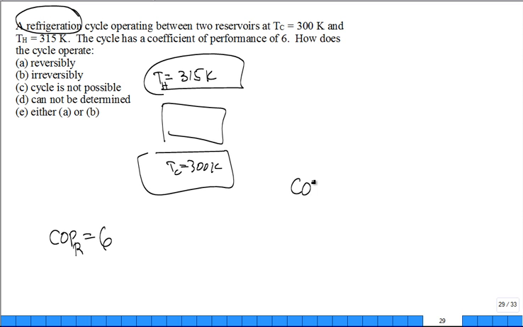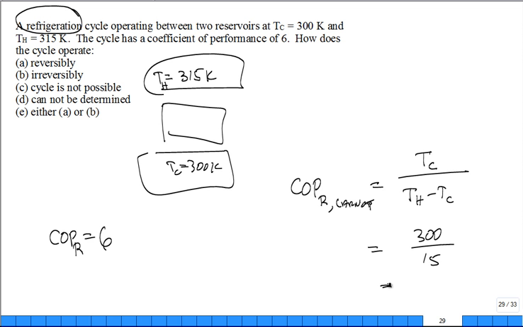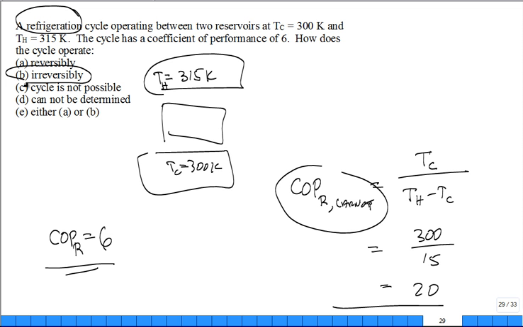go back to COP refrigeration Carnot. Isn't that Tc over Th minus Tc? Okay, that's 300 over 15. And what's 300 over 15? 20. What do you conclude? So the maximum theoretical coefficient of performance is 20. You've got 6, so it's possible, and it's a lower COP because of irreversibilities.